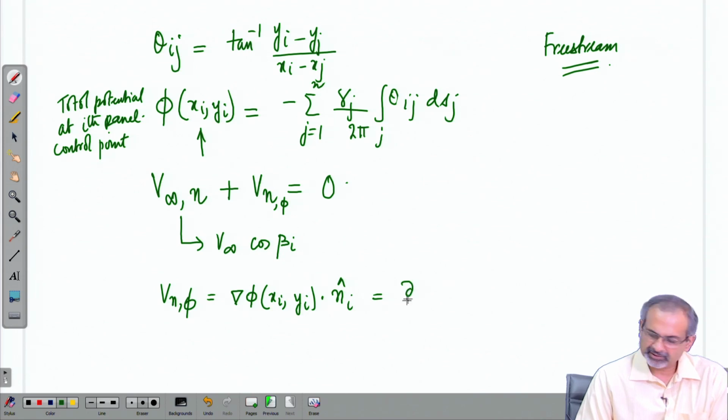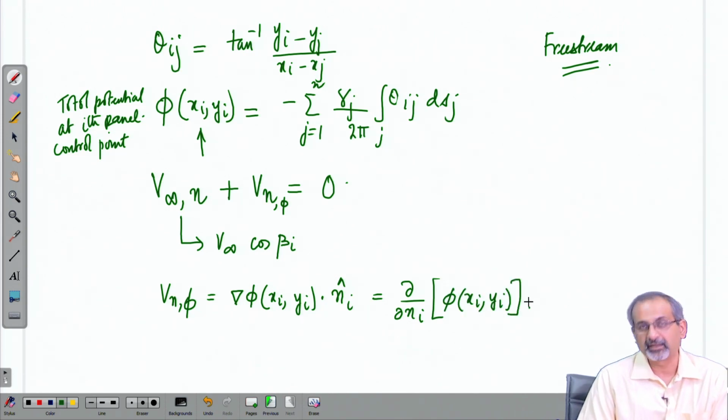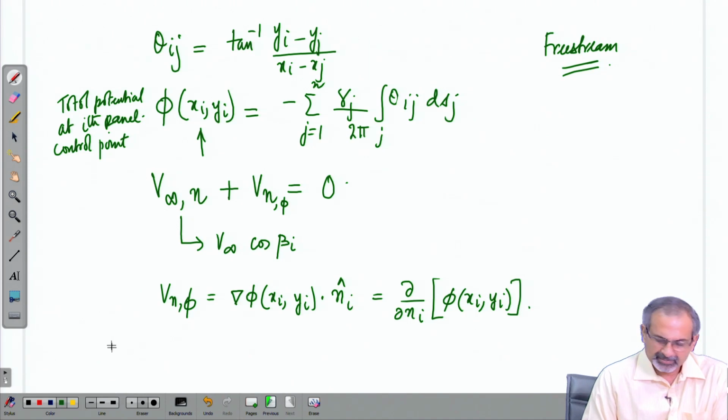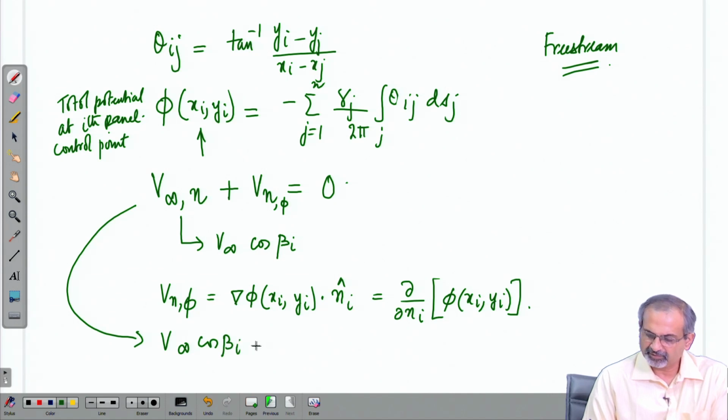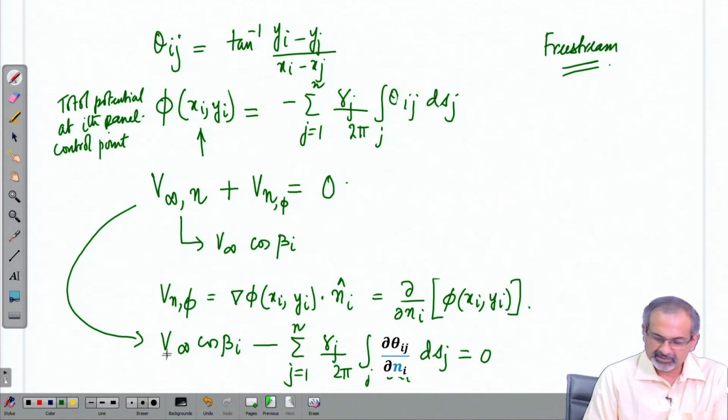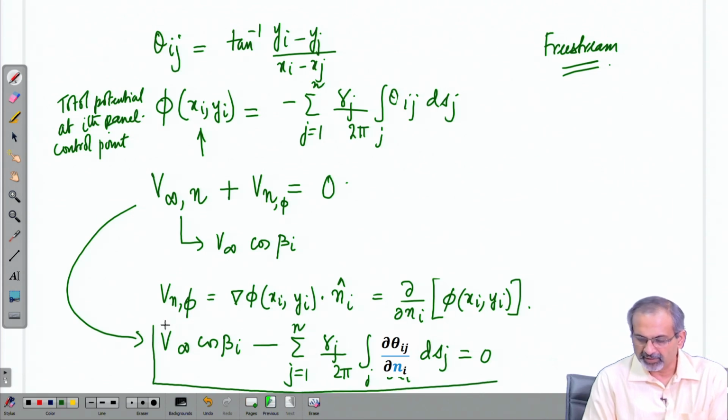So, what will that give you? That will give you del n I phi x I y I. It is essentially a directional derivative. So, what do you have finally? You have V infinity cos beta I coming from the free stream minus sum over j equal to 1 to n of gamma j by 2 pi integral dsj equal to 0. This is basically the requirement that you have to satisfy.